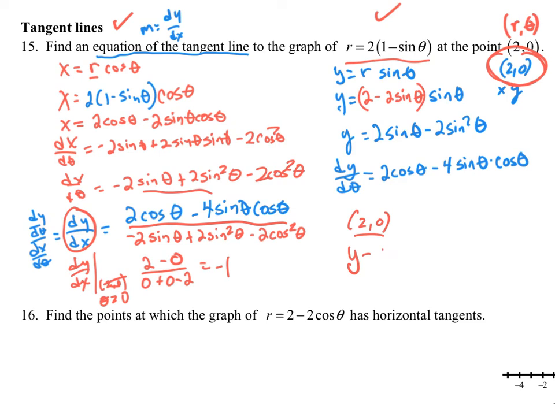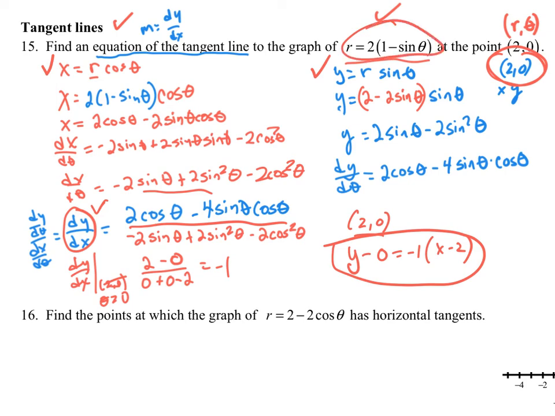So I get y minus 0 is equal to the negative 1 times x minus 2. So there's the equation of my tangent line. It takes a little bit more effort to get to my dy dx. The key is this right here. Write the equation, x equal to r cosine theta, y equal to r sine of theta, and put the r in. That is really huge.